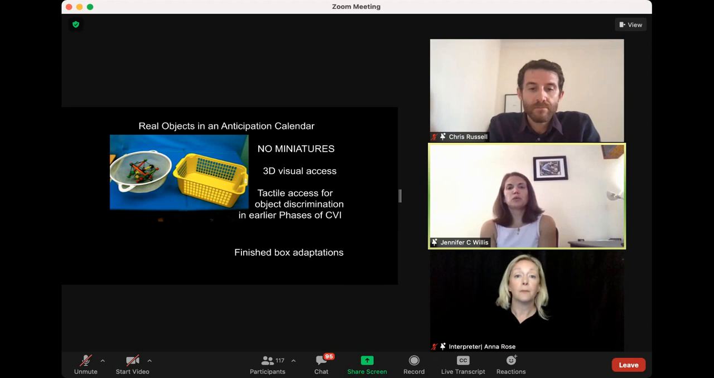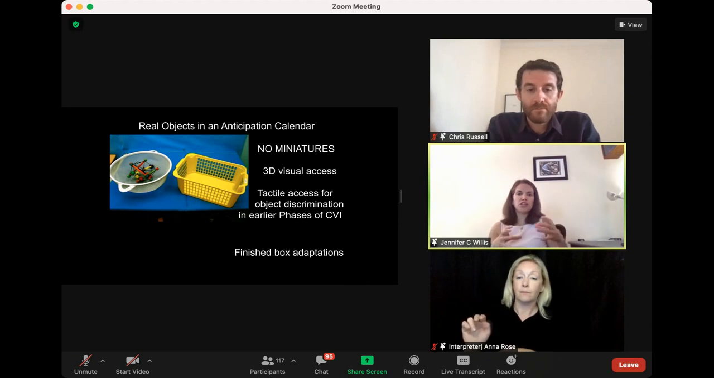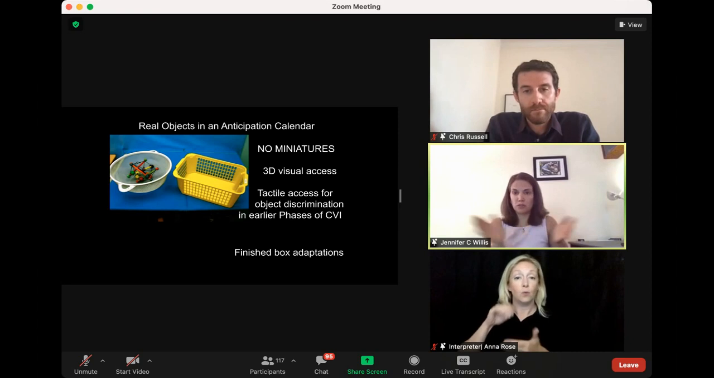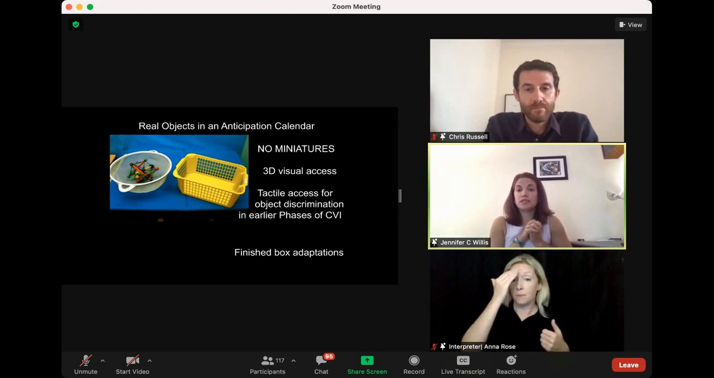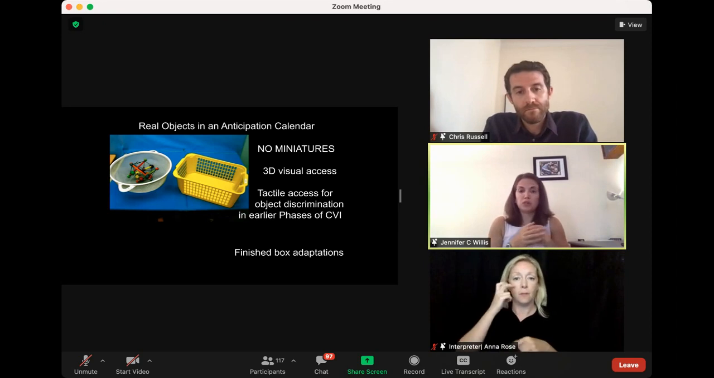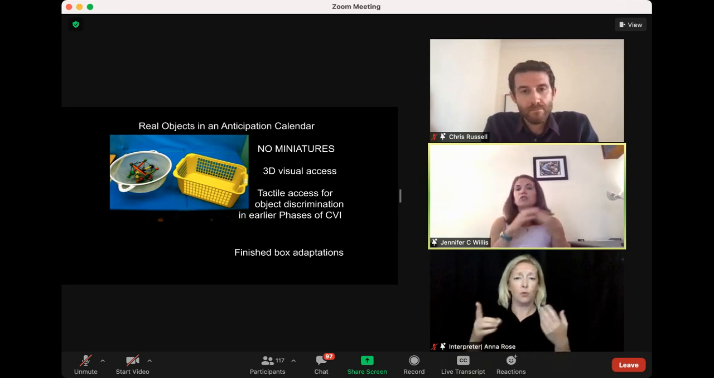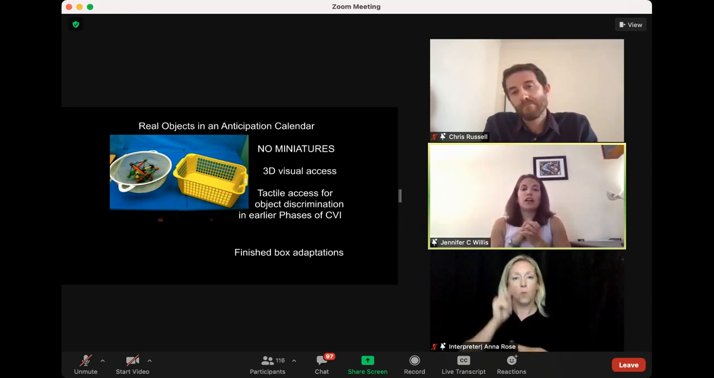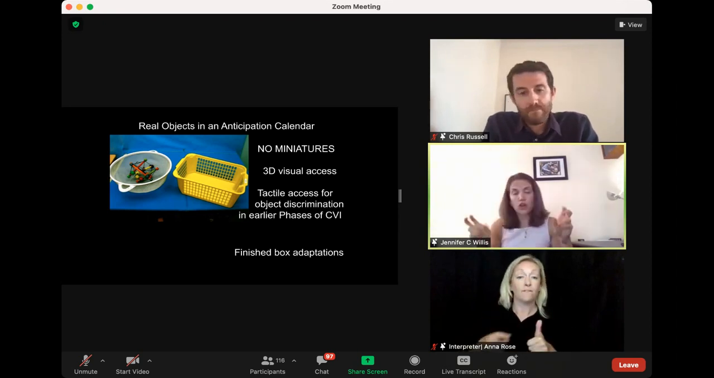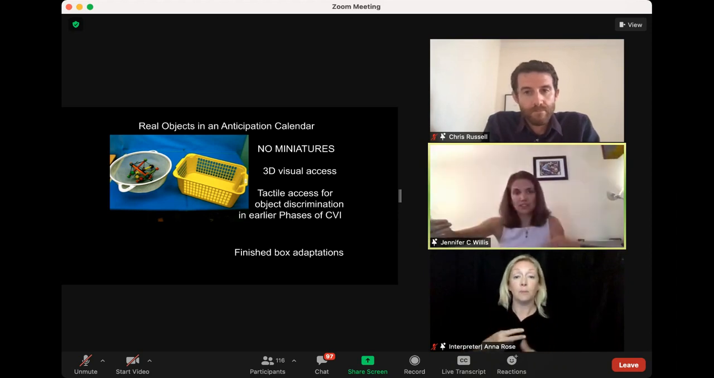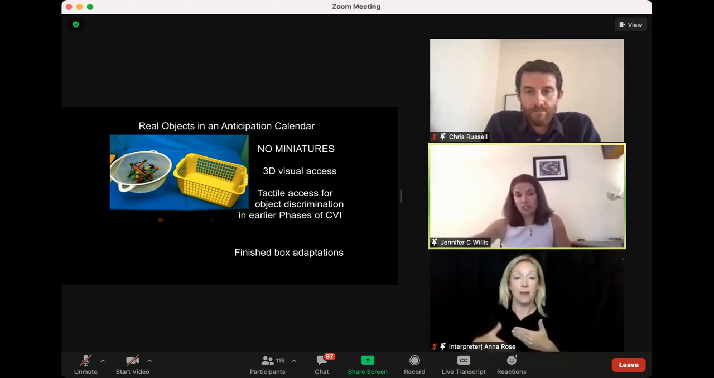Anticipation calendar. This is where our kids start, with real objects in an anticipation calendar. If you're not familiar with calendar systems for deafblind students, and this is something that can help all of our students with multiple needs, it means providing them with some sort of calendar system that helps alert them to the activities of their day. We start with what we call an anticipation calendar, which is simply one object that represents the next activity that's going to happen, and a finish bin.